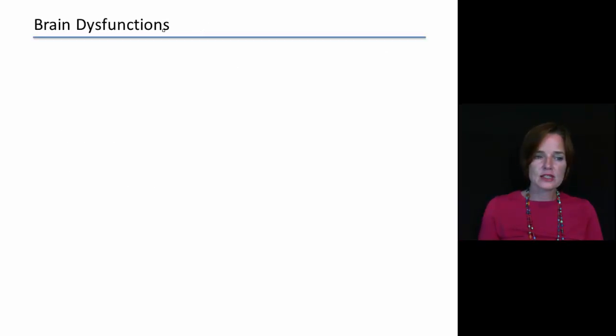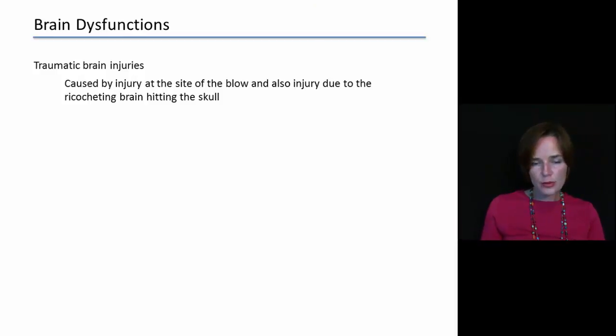If we talk about brain dysfunctions, there's a lot of different brain dysfunctions that can occur. One of them is traumatic brain injuries. Traumatic brain injuries are caused by injury at the site of the blow. So this is a physical trauma that happens. This injury is not only due a lot of times to actual physical blows, but also to this ricocheting or bouncing around of the brain inside the skull when you do have that physical trauma that takes place.